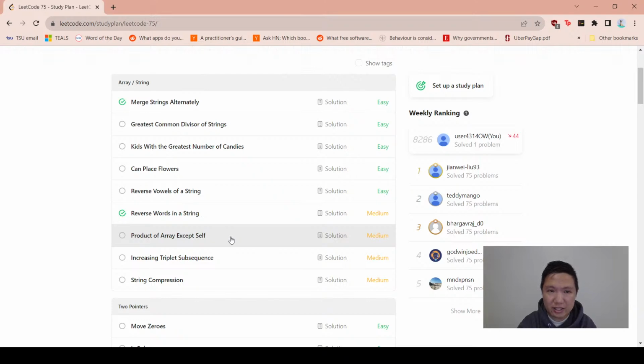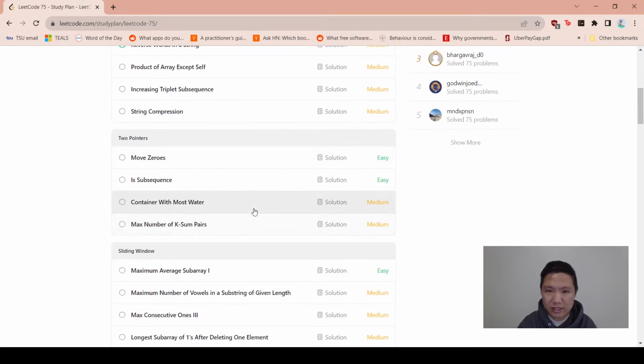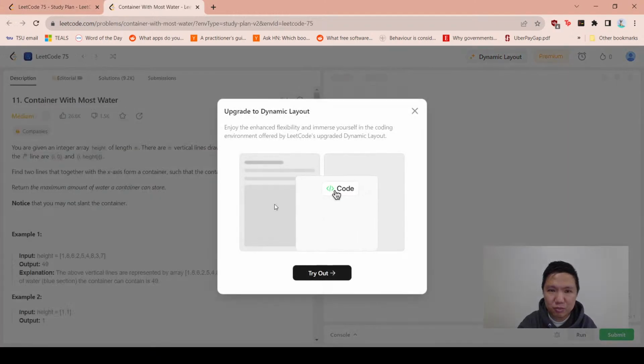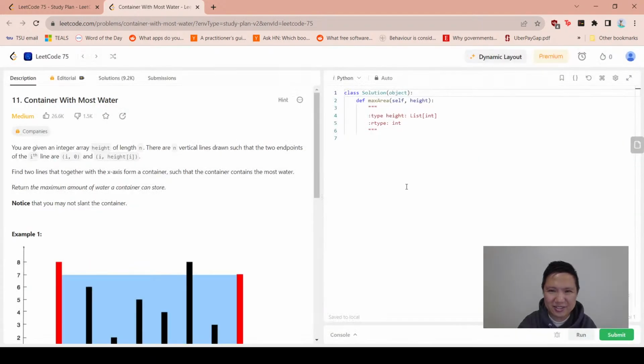And today we are gonna work on a, let's try one of these. Let's try one of the medium ones. I think the medium ones have been pretty good to us. I'm gonna pick one of the snazzy sounding name, container with most water. Let's proceed and see how that goes. Upgrade the dynamic layout. Oh no. How about no? Thank you, LeetCode. I'll think about it next time.